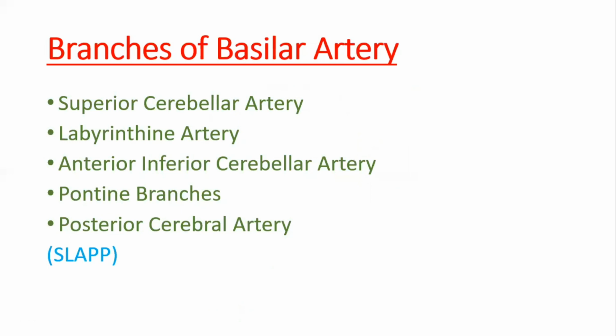Now the basilar artery. As already discussed, it is formed by the joining of the two vertebral arteries. The branches are the superior cerebellar artery, labyrinthine artery, and anterior inferior cerebellar artery, the AICA. That was the PICA, posterior inferior cerebellar artery, and this is the anterior inferior cerebellar artery. Remember, the inferior cerebellar artery is divided into two, anterior and posterior, but the superior is only one, the superior cerebellar artery. Then we have the pontine branches and the posterior cerebral artery.